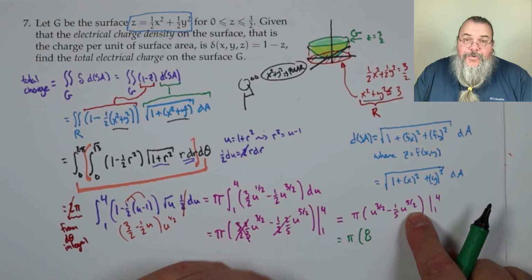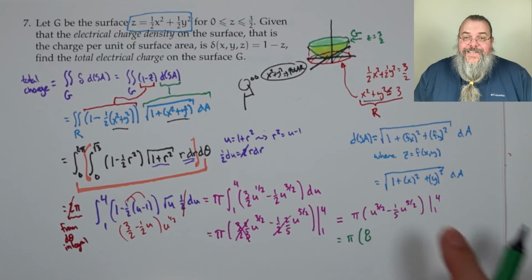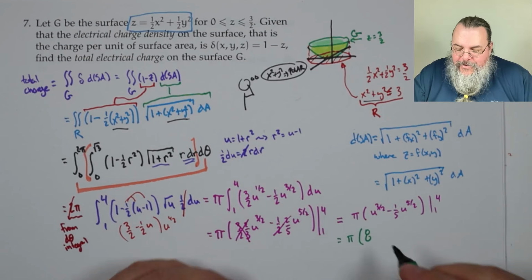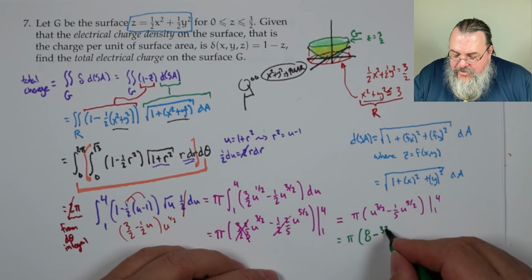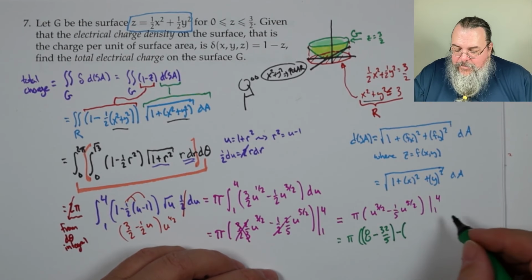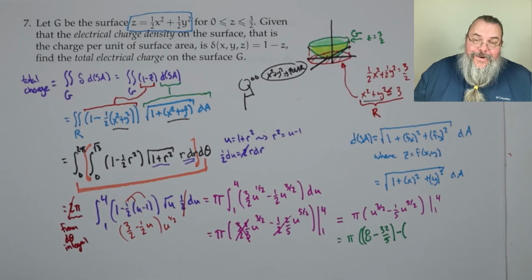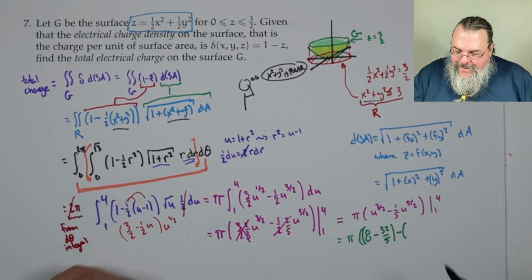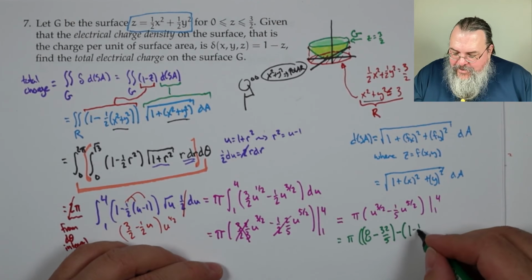All right, 4 to the 5 halves. Okay, so square root of 4 is 2. 2 to the 5th is 32. So minus 32/5. Subtract. Plug in 1. Well, that's going to be pretty straightforward. When you plug in 1, you just get the coefficient in front. So it's going to be 1 minus 1/5.